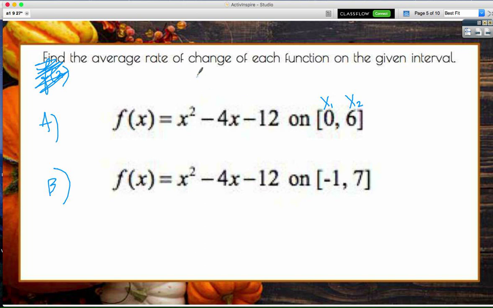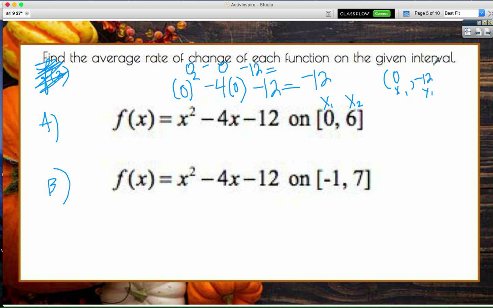So if I try it for 0 first, I've got 0 squared minus 4 times 0 minus 12. And if I follow the order of operations, 0 squared is just 0, minus 4 times 0 is just 0, minus 12 is going to give us a negative 12. So my first ordered pair is 0, that was the input that we put in, and then negative 12 is the output that we got. Input, output, x and y.